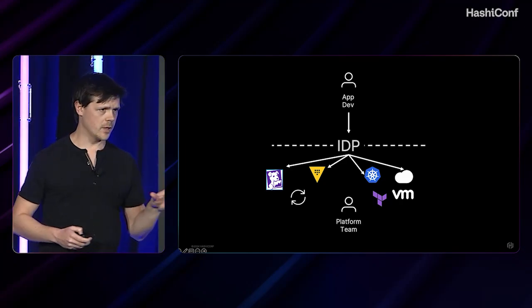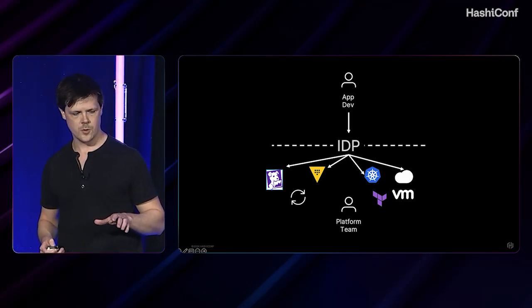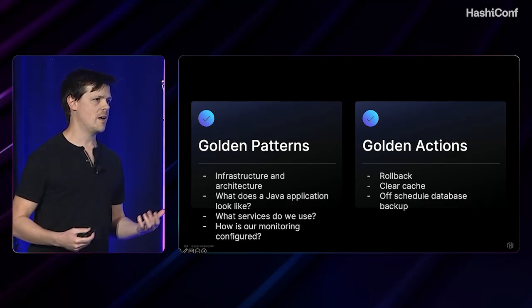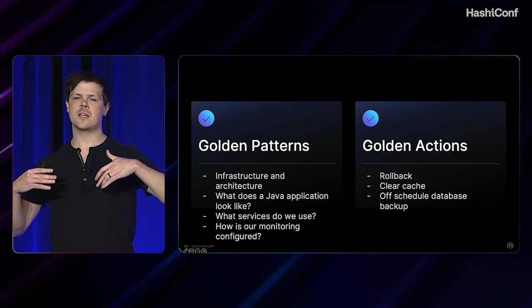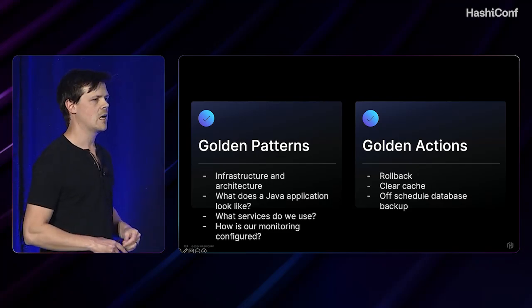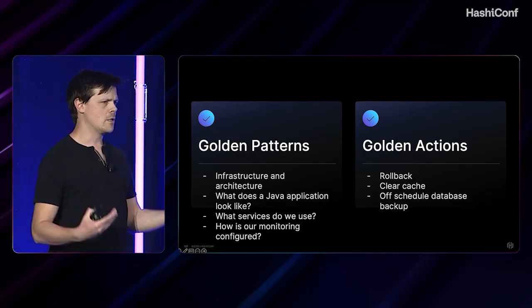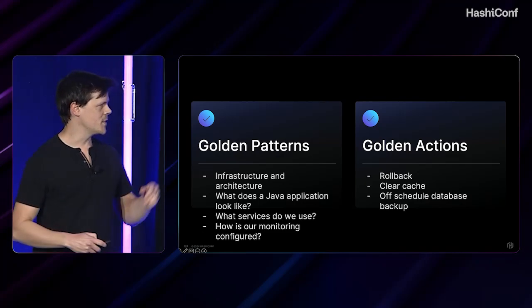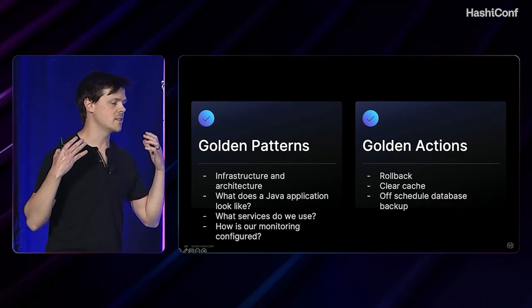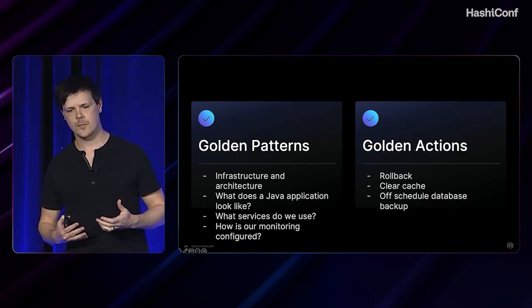I want to pause there real quick and define a couple of those terms I just used. So I talked about golden patterns and golden actions. So when I say golden patterns, what I mean is, what does a Java application look like? What does a Python application look like? How are we logging and monitoring? How are we building the services and connecting to them? All of those decisions that go into what make up a standard application in your org.